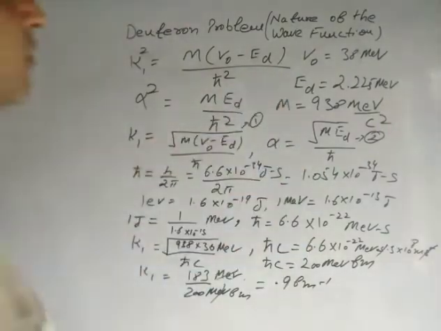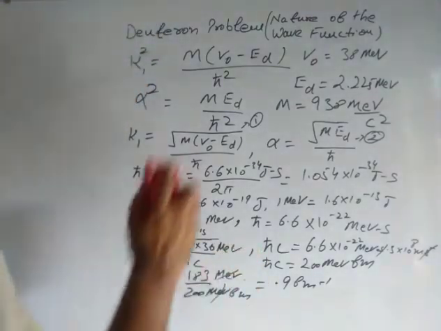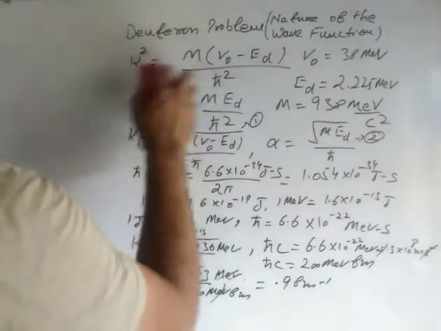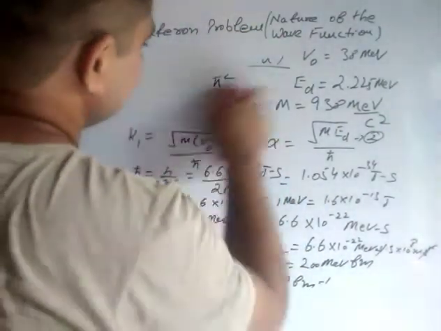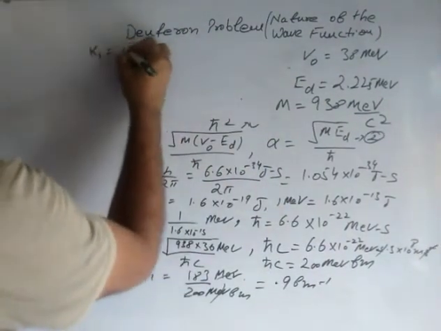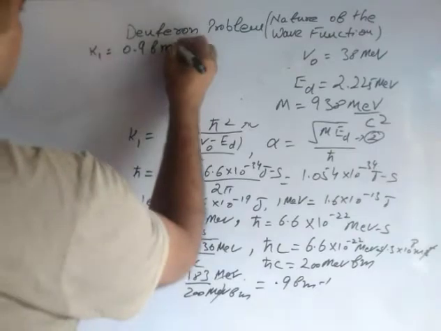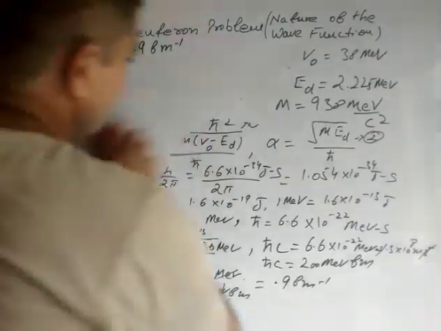Okay, I think you are very much clear with this calculation. This is a very basic calculation and you should do it yourself also. Now I have K1. What is my K1? I can rub this part. So I have K1 is equal to 0.9 femtometer inverse. A similar calculation I can do for alpha, but I will do it later. Okay. Now you have K1.